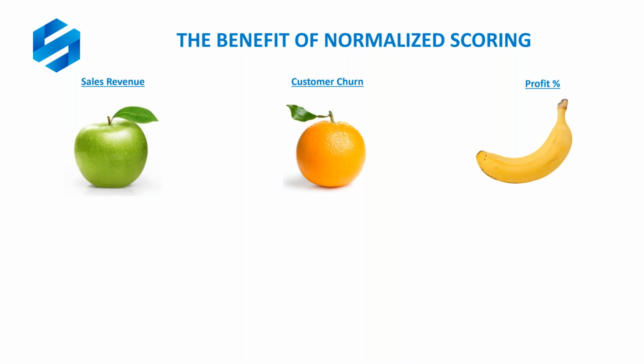The sales revenue is currency focused. The customer churn is going to be person or, quote unquote, unit based. And profit percentage is obviously a percentage type measure. So they're all distinctly different from each other.